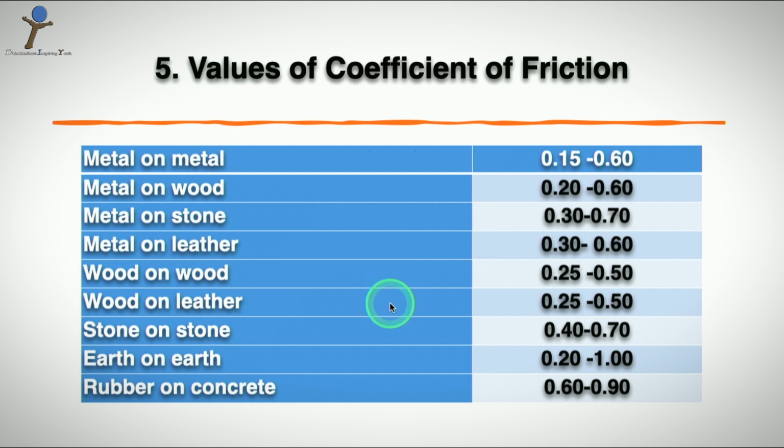Wood on leather 0.25 to 0.5. Stone on stone 0.4 to 0.7. Earth on earth 0.2 to 1. Rubber on concrete 0.6 to 0.9.